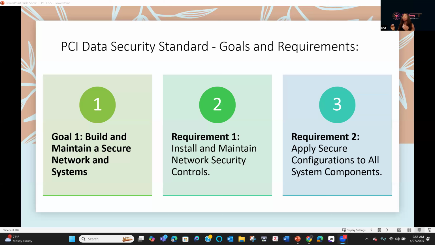So with the next video, we will be talking about the goals and requirements of PCI DSS. So the first video literally introduces PCI DSS. I'll see you all in the next video.